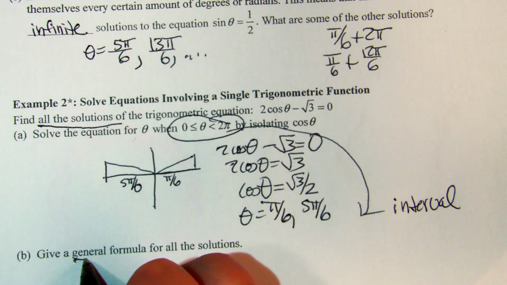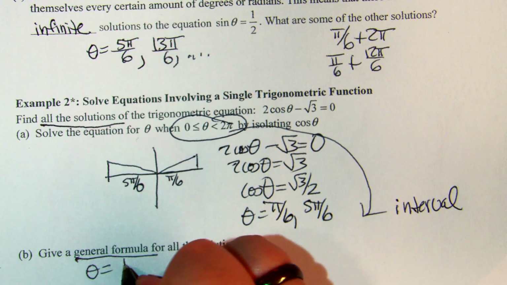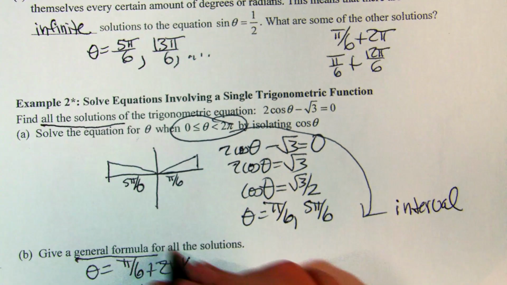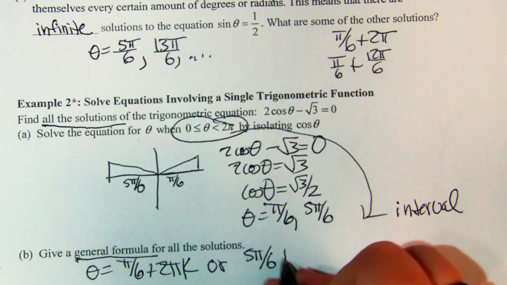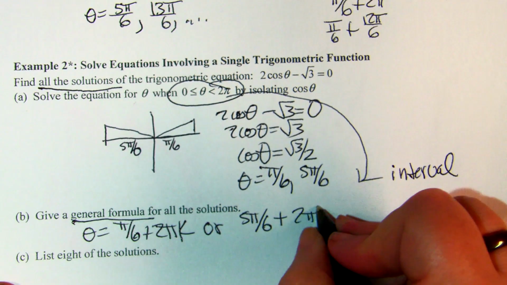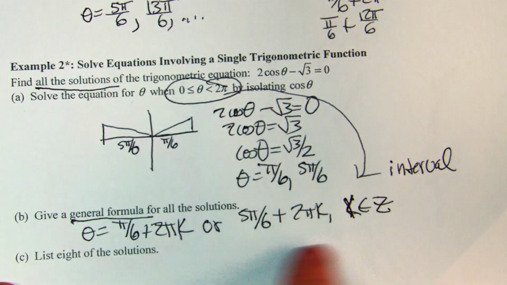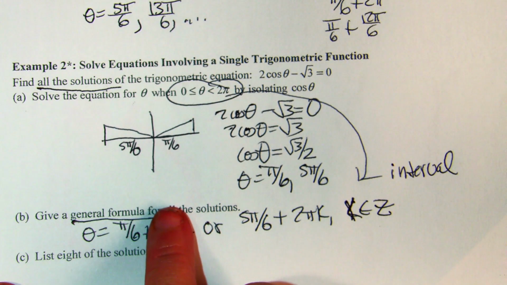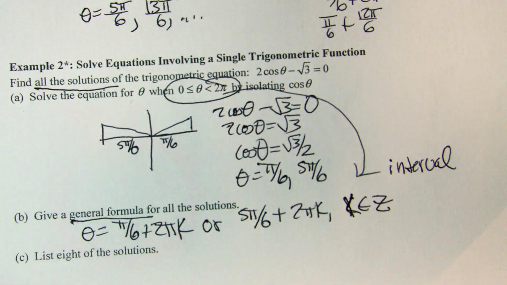We want a general formula. That's going to be theta equals pi over 6 plus 2 pi k, because you go around the circle once or twice or 3 times depending on what k is, or 5 pi over 6 plus 2 pi k, where k is an element of the integers. So you can plug in 0 and get pi over 6. You can substitute in 1 and get 13 pi over 6. Substitute in 2. You substitute in different values to get the different angles.